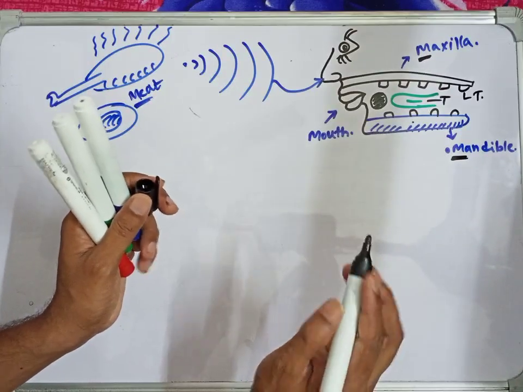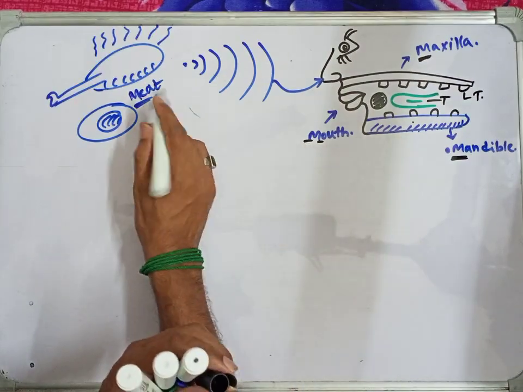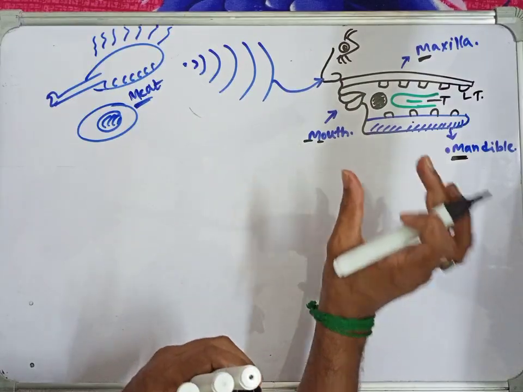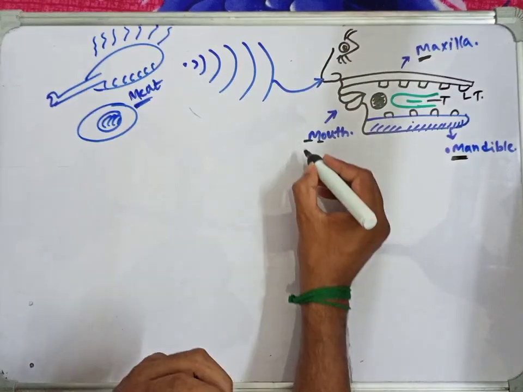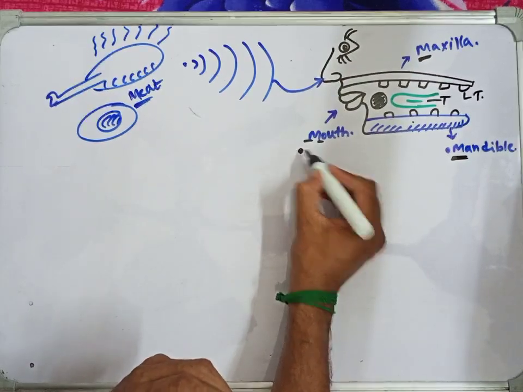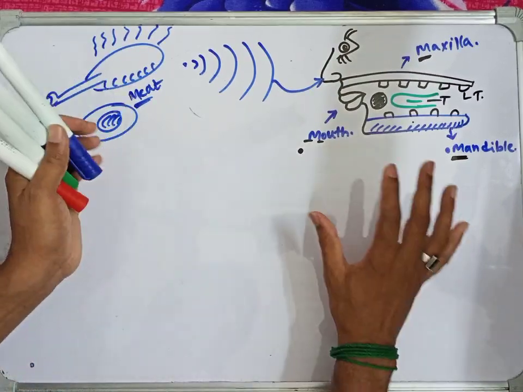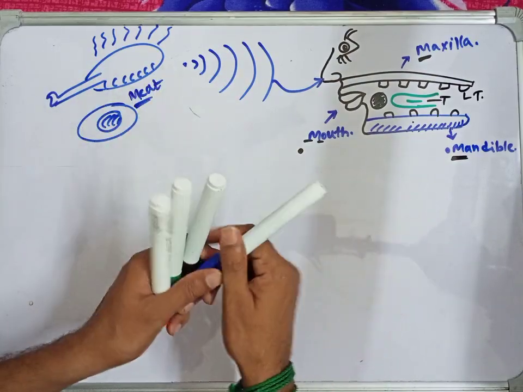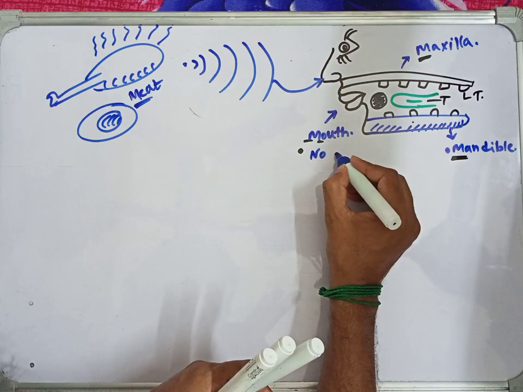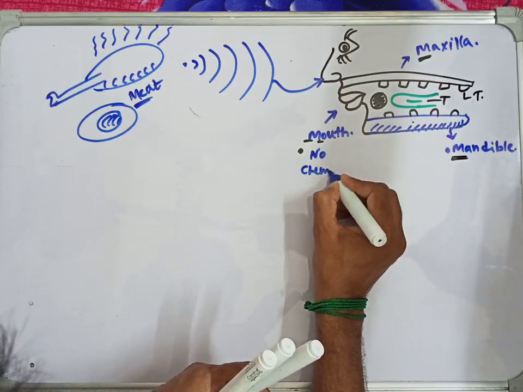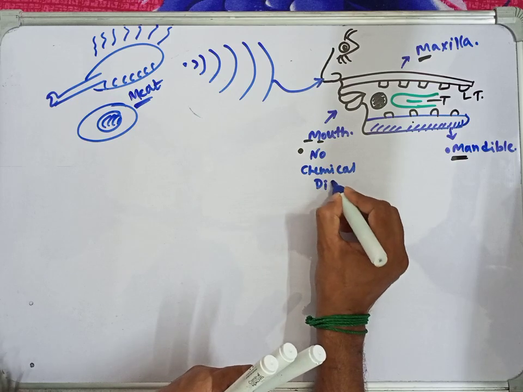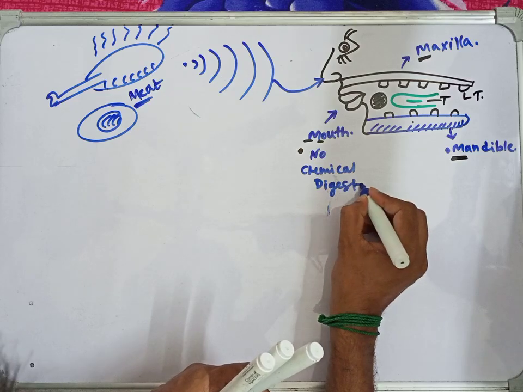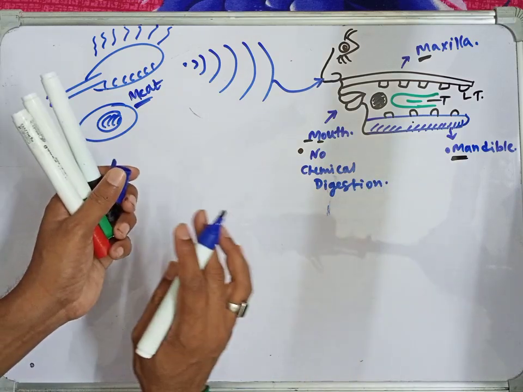So, first MCQ or short question for you: protein is first of all physically digested by teeth, tongue, and jaw. And one more question for you is that there is no chemical digestion inside the mouth. There is no chemical digestion of protein inside the mouth.